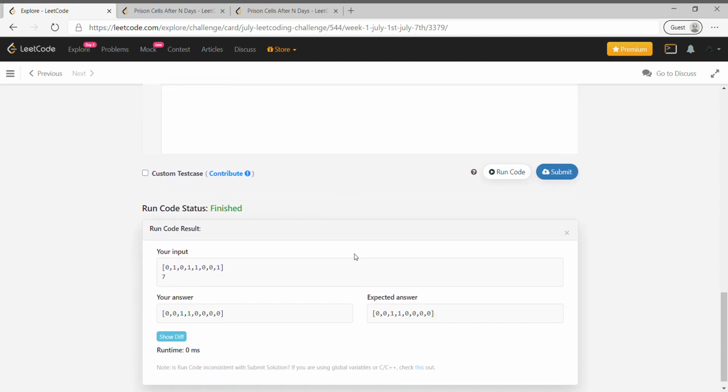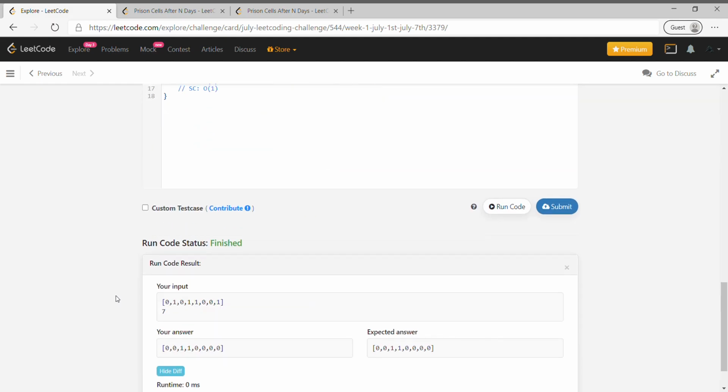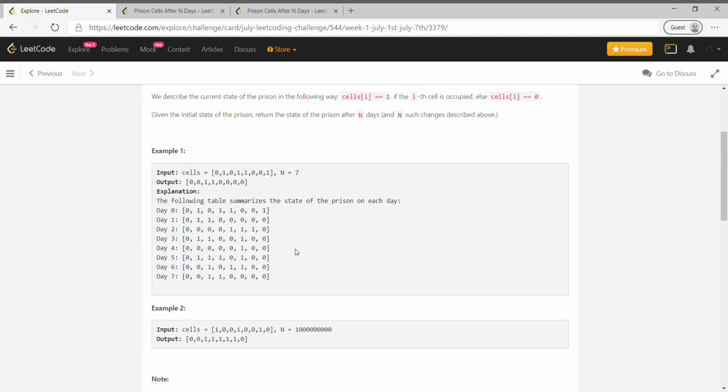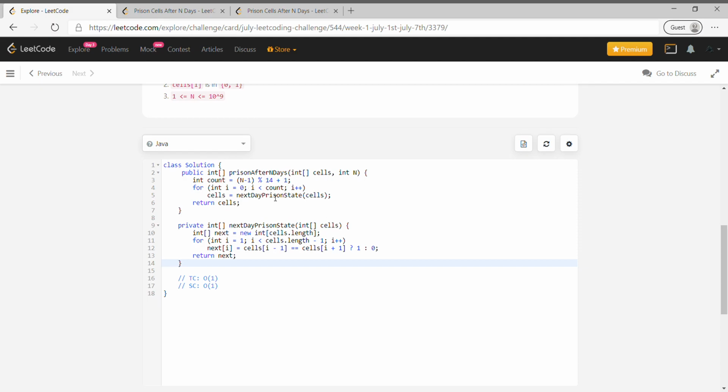So there it is. As we can see here, the example test case is still passing, and we have reduced the time complexity of this problem from linear time to constant time, which is a really good improvement in terms of this particular algorithm. And also we have saved the auxiliary space by making it constant.